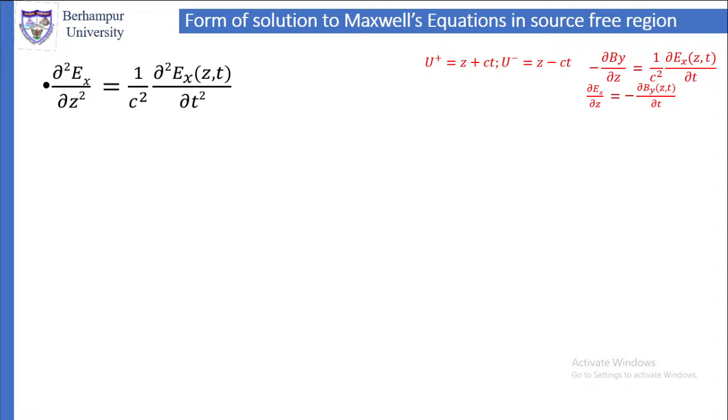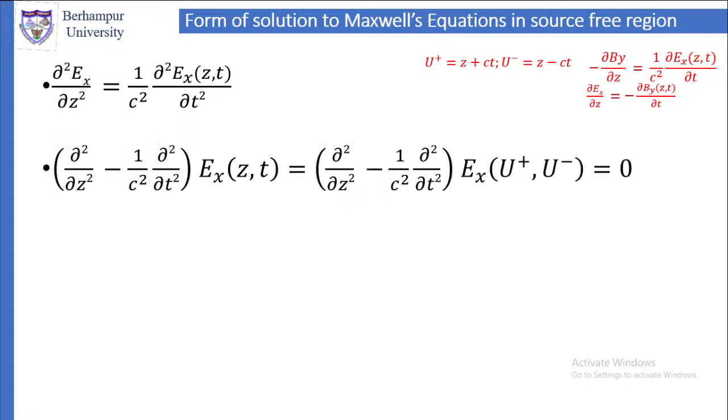Dou square Ex by dou z square is equal to 1 by c square dou square Ex by dou t square. Now if you look at this, on the left hand side we have an operator dou square by dou z square which is operating on Ex. On the right hand side we have an operator 1 by c square dou square by dou t square which is operating on Ex. Now let us take the right hand side to the left hand side and put the operators together. So we can have a new operator which is dou square by dou z square minus 1 by c square dou square by dou t square. This operator is operating on Ex.